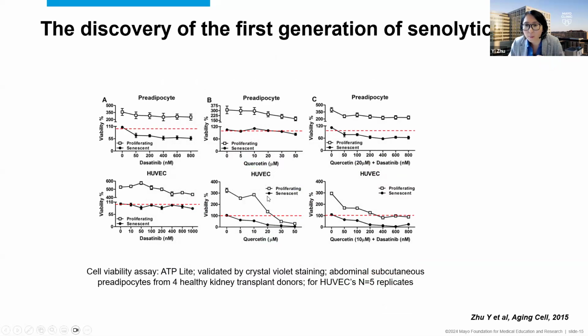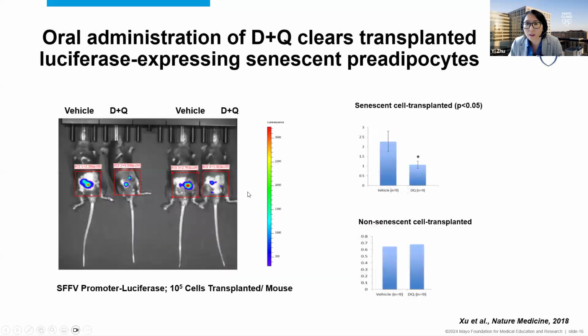However, quercetin can be senolytic in HUVECs, but not in pre-adipocytes. So to enhance the efficacy of senolytic activity, we decided to combine dasatinib and quercetin. And next, we tested the in vivo effects of the combination of the senolytic drugs, dasatinib and quercetin.